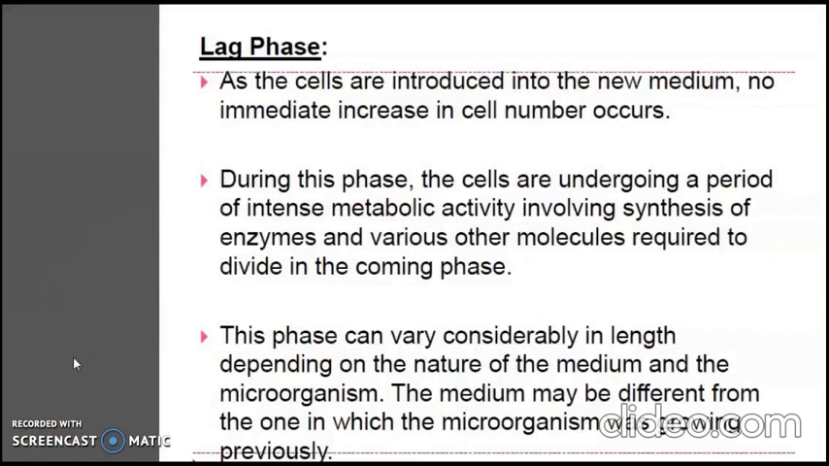The first one is the lag phase. It is the phase that immediately follows the seeding of a culture medium. As the cells are introduced into the new medium, no immediate increase in cell number occurs, though there may be an increase in the size of the cells. During this phase, the cells are undergoing a period of intense metabolic activity involving synthesis of enzymes and various other molecules required to divide in the coming phase. This phase can vary considerably in length depending on the nature of the medium and the microorganism.